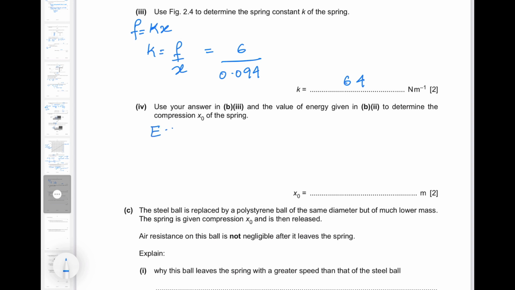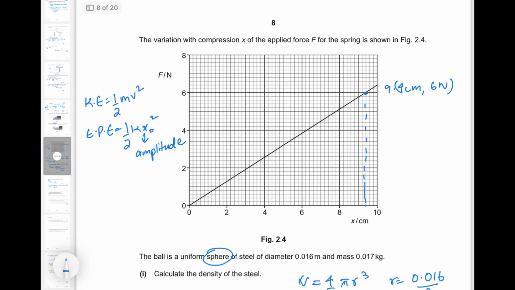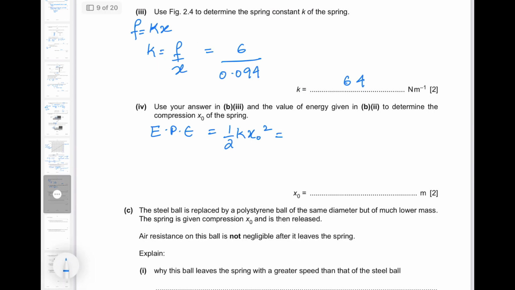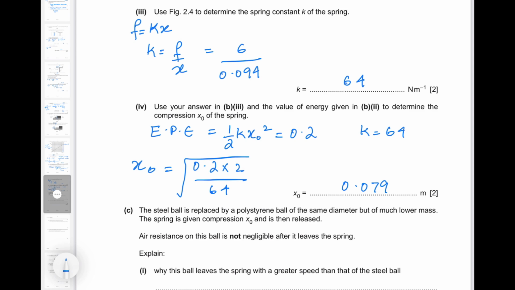So we now know that maximum elastic potential energy is half into k into x0 squared, and this as calculated earlier over here is 0.2 joules. We also know that the spring constant has a value of 64, which means the maximum compression is 0.2 multiplied by 2 divided by 64, and then you take the square root of this, which is equal to 0.079 meters.